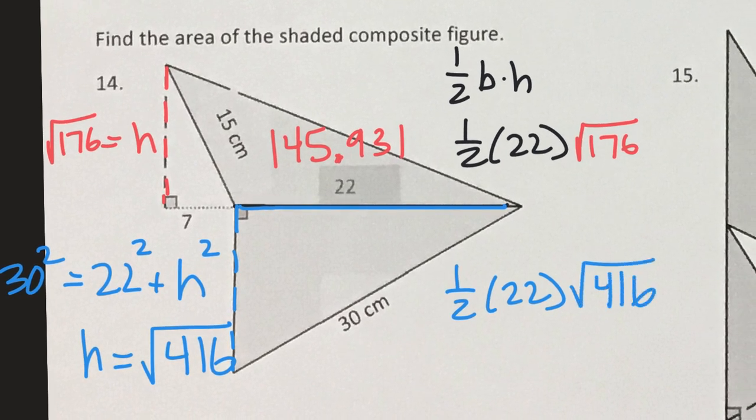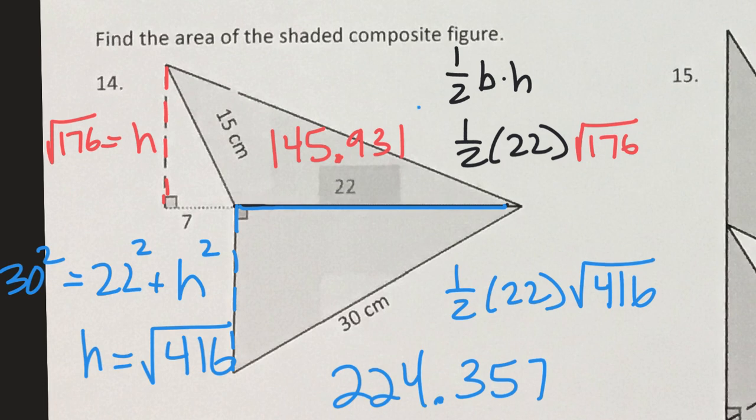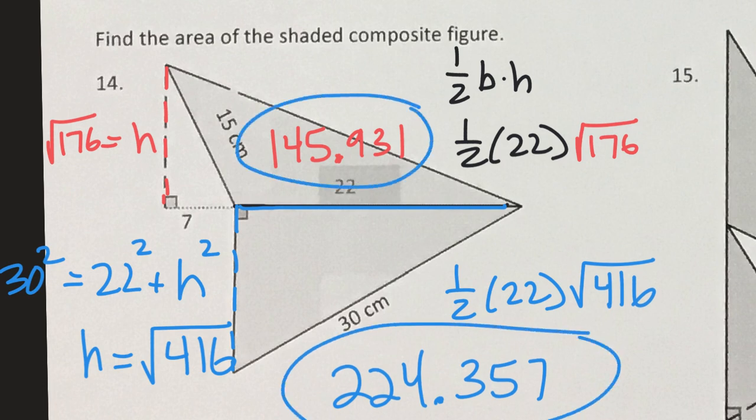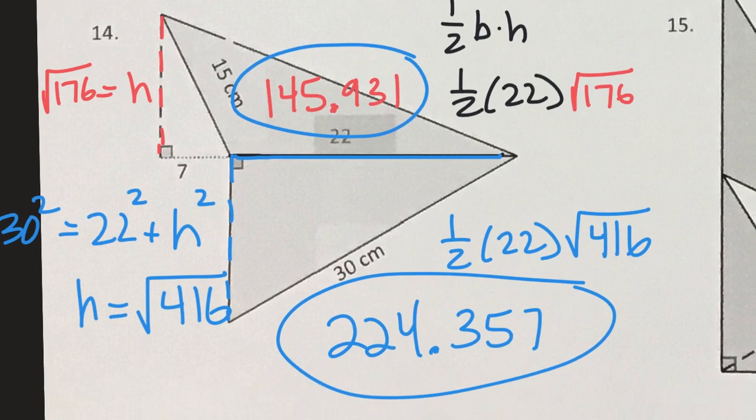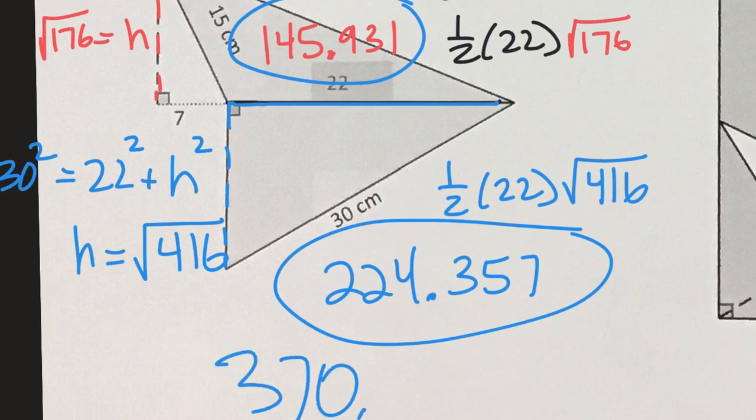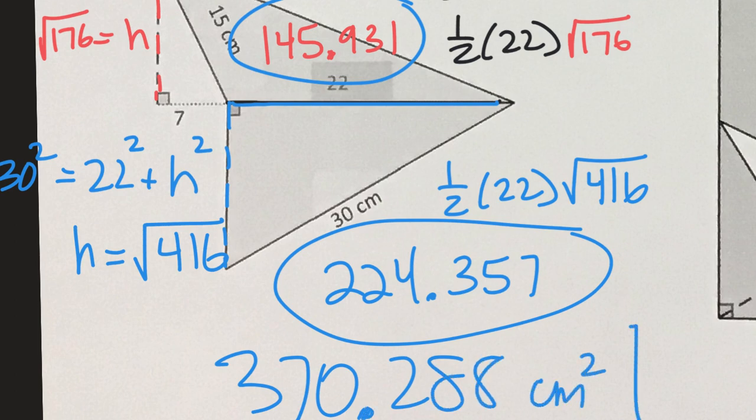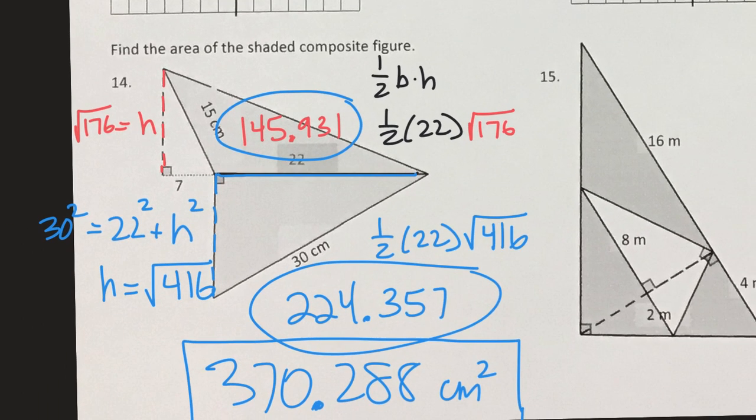Okay, so my calculator can handle this, right? 1/2 of 22 times the square root of 416, 224.357. So now to find the area of them both, I add these together, and I use my calculator and get something in the area of 370.288. And maybe your decimals are a little bit different, and that's okay. As long as you show me the work on your test, I will be able to understand the decimal discrepancy.